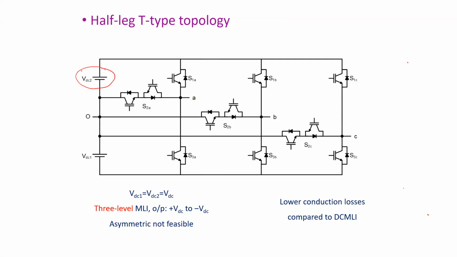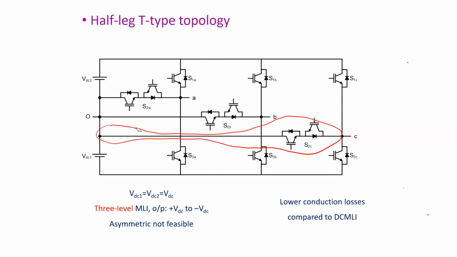You have two DC sources, so that means we have access to the midpoint of this DC source. How is this access obtained? By using these bidirectional switches. These bidirectional switches are connected between the A phase point and the midpoint of this DC bus. This is how it is connected to the A phase, this is how it is connected to the B phase, and similarly this is connected to the C phase.